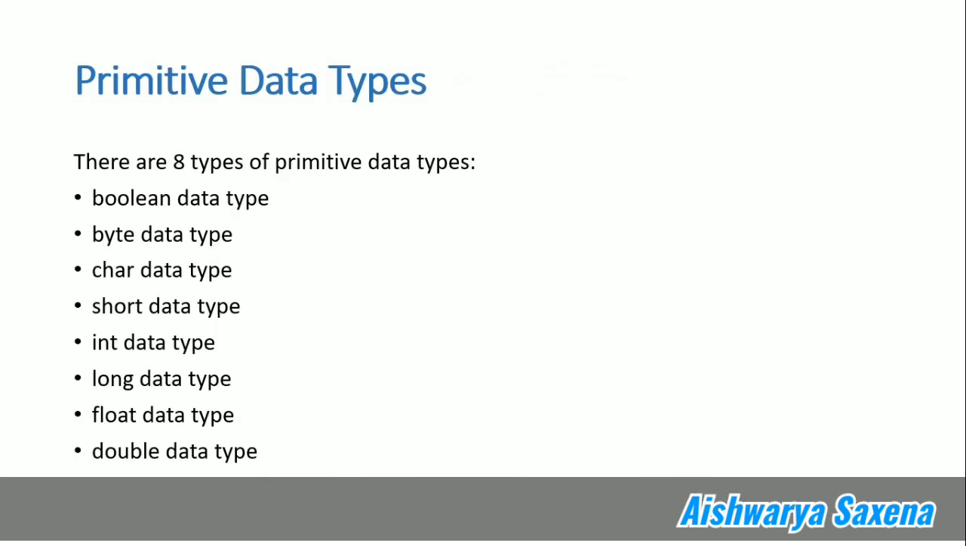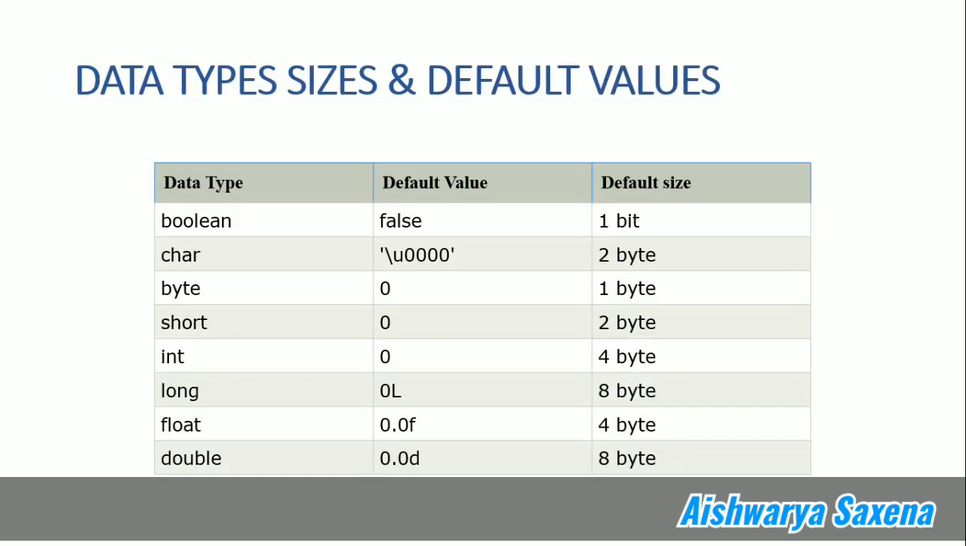Now, when we talk about the primitive data types, there are 8 of them: boolean, byte, char, short, int, long, float, and double. So this is the chart, the list of the primitive data types in Java. You can see the data type sizes and default values here. Every data type stores something in memory.